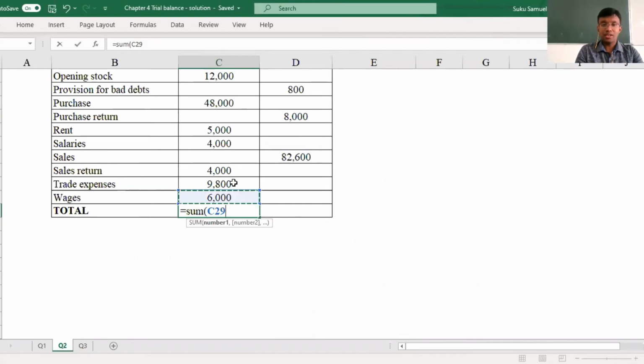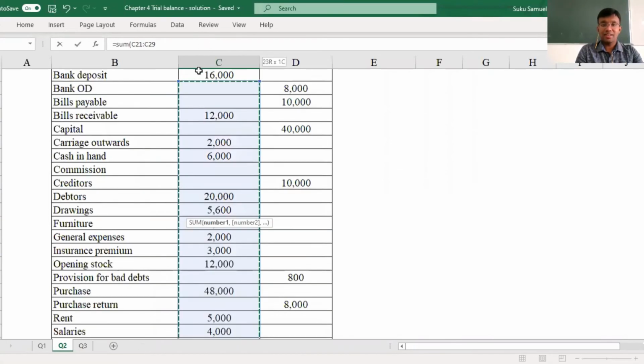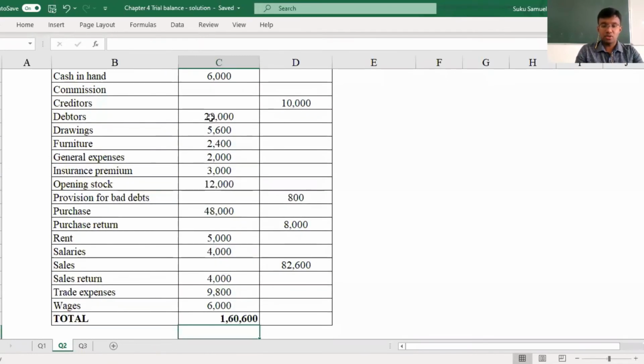So let's try and total up the debit side and the credit side to see how much is the total. Debit side is 1,60,600. Credit side is 1,59,400, which means some amount of money is missing from the credit side.